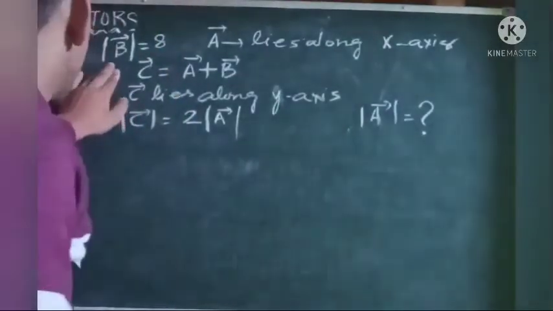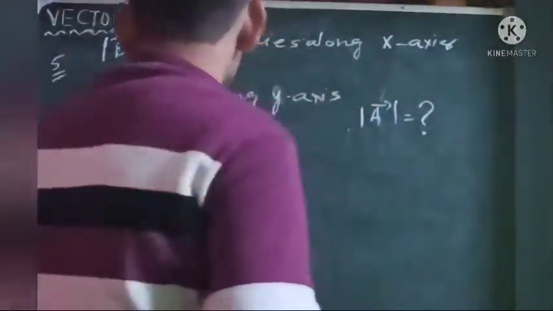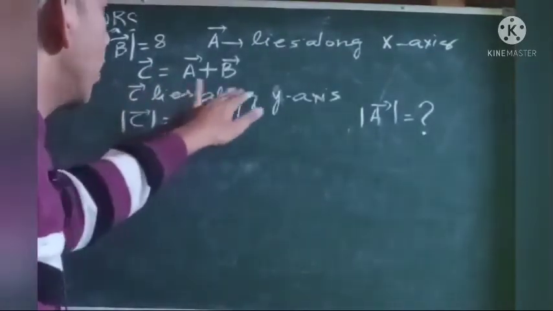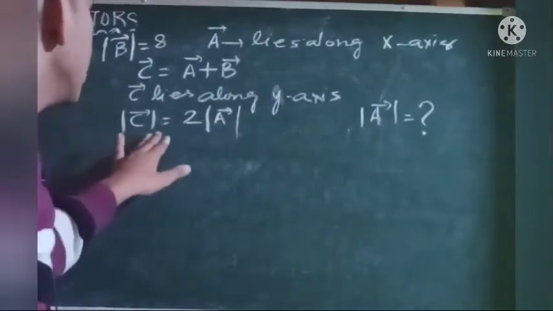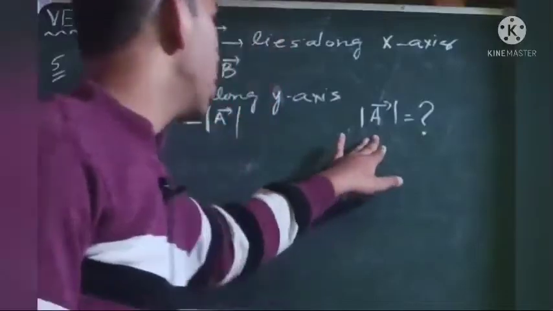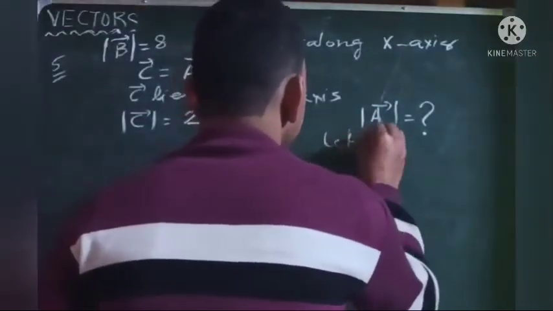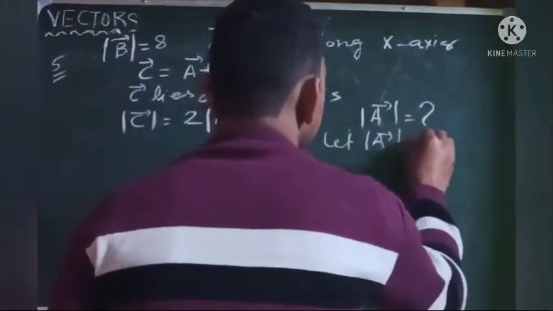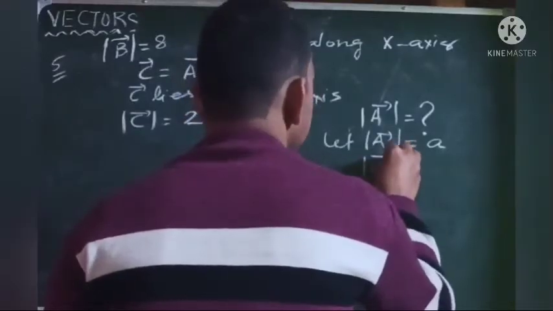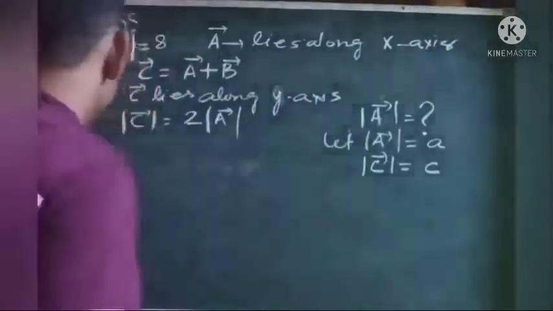Next question is question number 5. Here we are given magnitude of B vector is equal to 8 and A vector lies along x-axis. C vector is equal to A vector plus B vector, where C vector lies along y-axis only, and magnitude of C vector is 2 times magnitude of A vector, and we are required to find the magnitude of A vector. Let us assume magnitude of A vector is equal to small a and magnitude of C vector is equal to small c. These two are the assumptions.